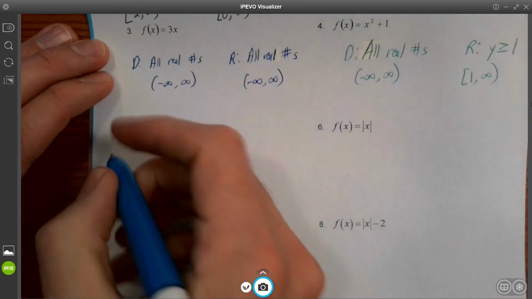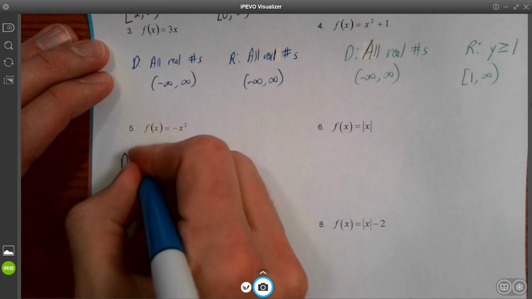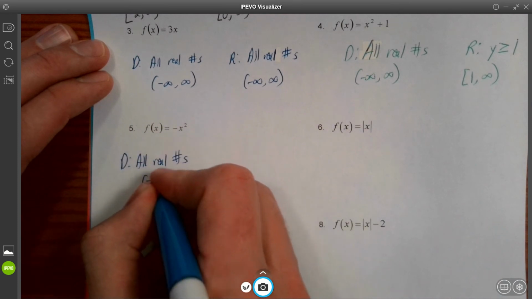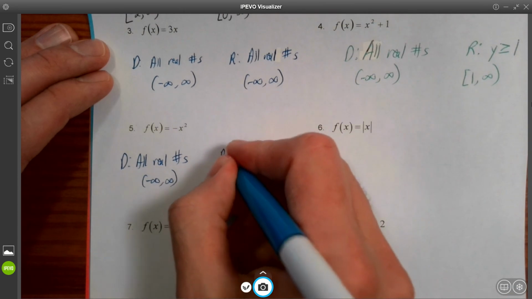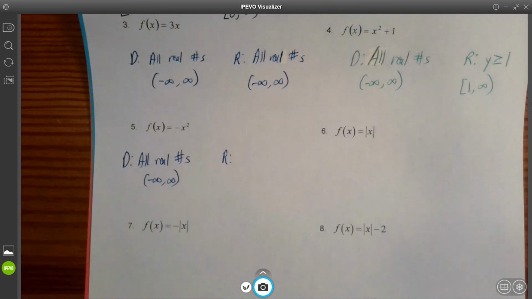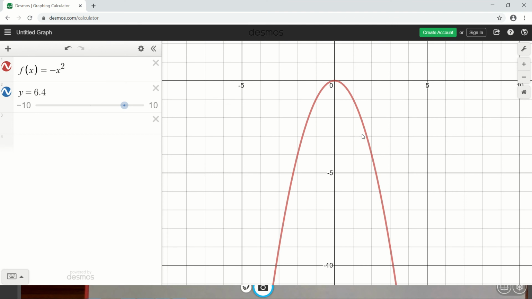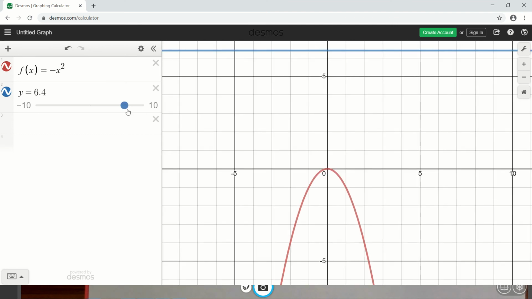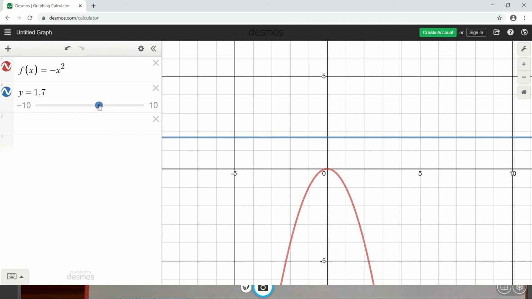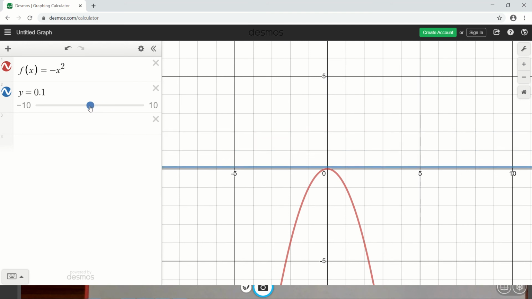So my domain is all real numbers, and again that's negative infinity to infinity. My range, on the other hand, is not all real numbers. My range is going to be everything that is, looking at my blue line here, I'm looking to see where my blue line touches the red function, and it happens, boom, right there. And it happens at 0. It happens at y equals 0, and I can look on the y-axis to tell that.